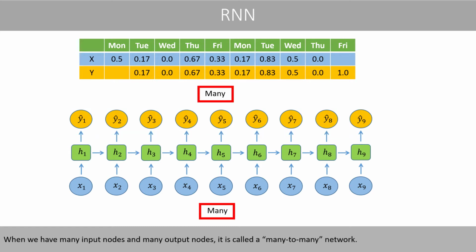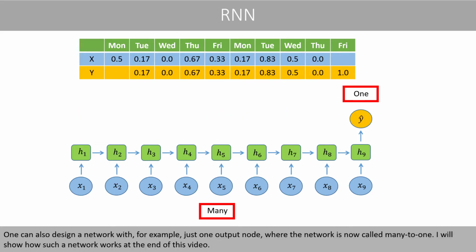When we have many input nodes and many output nodes, it is called a many-to-many network. One can also design a network with, for example, just one output node, where the network is now called a many-to-one. I will show how such a network works at the end of this video.